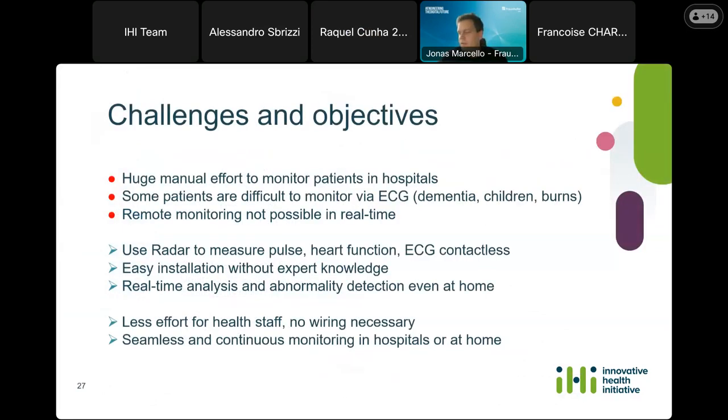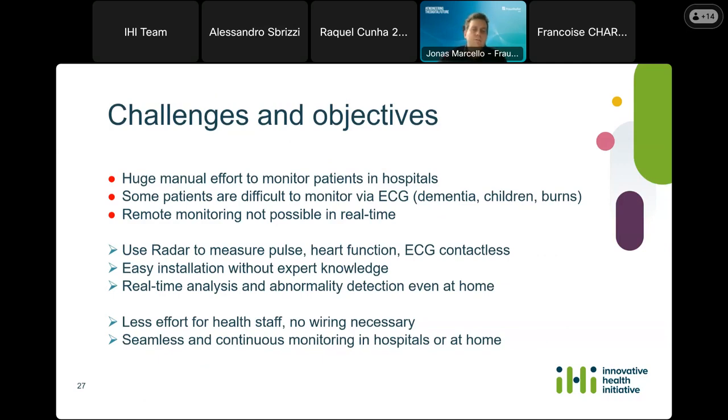As you all know, in hospitals and general healthcare settings, there is a huge manual effort to monitor, especially cardiac and heart signals for patients. They have to be monitored, they have to get patches on their chest to get the ECG. They have to be wired, and all of this needs to be done by professional healthcare staff because it cannot be done by amateurs. Some patients are also difficult to monitor. For example, if you have a burned chest, you won't be able to get patches there. Children or dementia patients might tear off their patches.